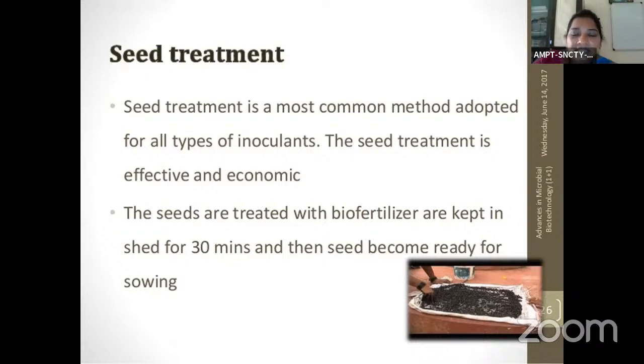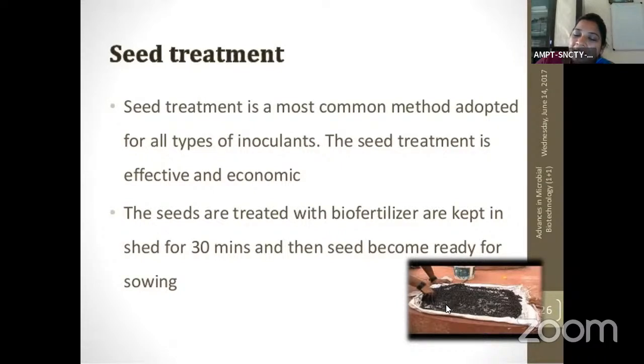Then when we go for the seed treatment, you can see the picture here. First, you have to spread the gunny bag. On top of that, you can add your seed for 1 acre of field. Then on top of that, you can add your carrier-based biofertilizer or liquid-based biofertilizer. Whenever we do the seed treatment, we recommend adding 10% jaggery solution or starch solution, or locally available gum arabic, to stick the biofertilizer to the seed.